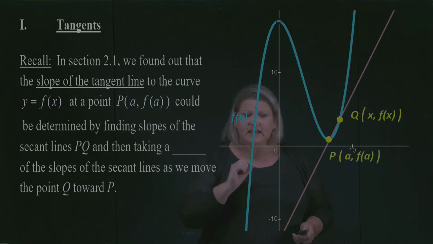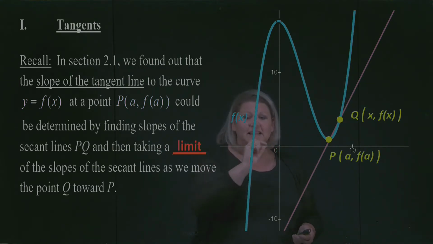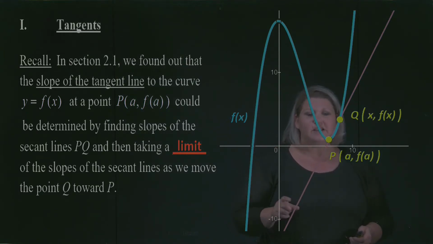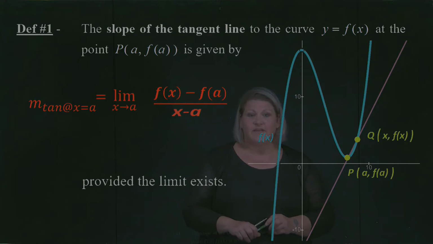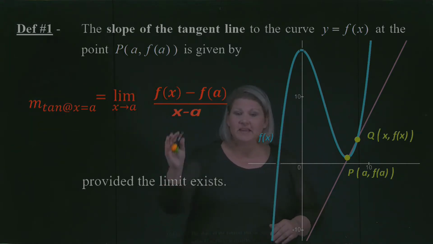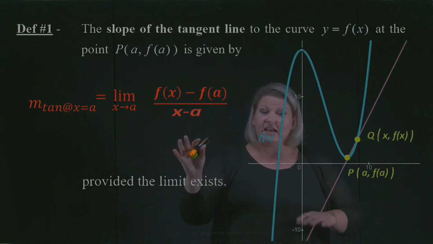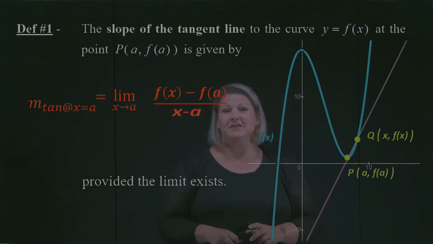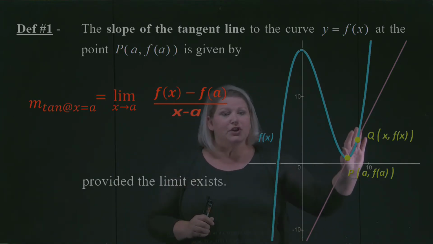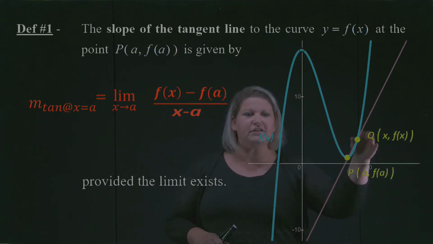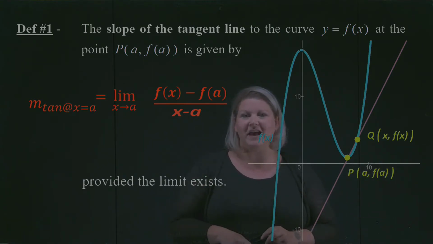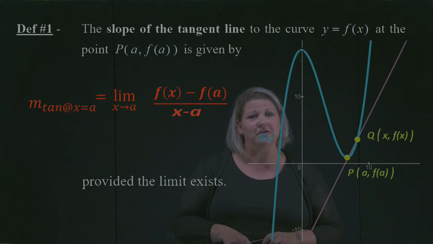And if we take the slopes and we look at the limit of the slopes of the secant lines as we move point Q and P closer together. So the slope of the tangent line to the curve y equals f of x can be found at point P by finding the following limit. As long as the limit exists, you can use this formula to find the slope of the tangent. Keep in mind, if you ever forget this formula, you can just draw yourself a picture. Draw the points Q and P, and then use the slope formula. That's how this formula is found. Then just take the limit as x approaches A.